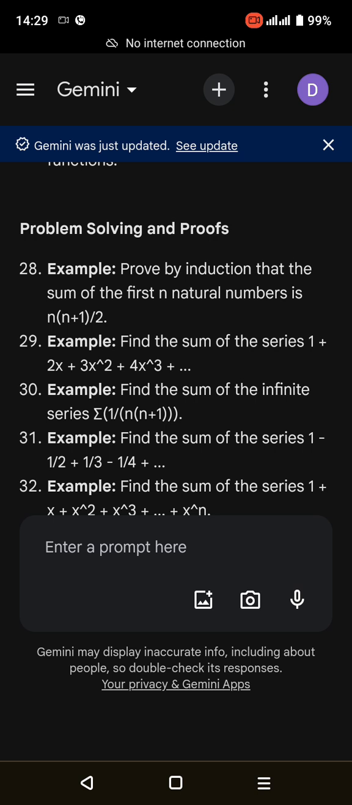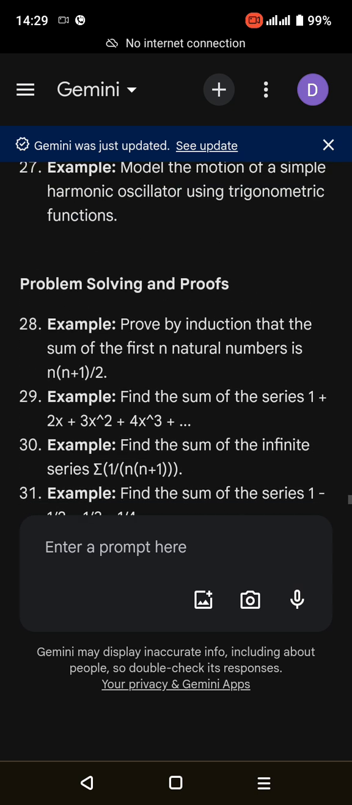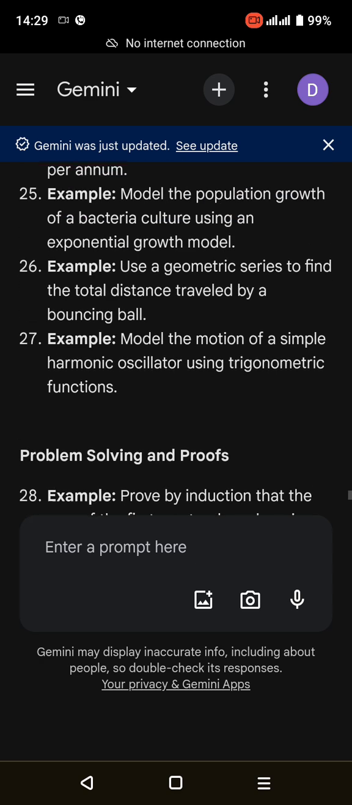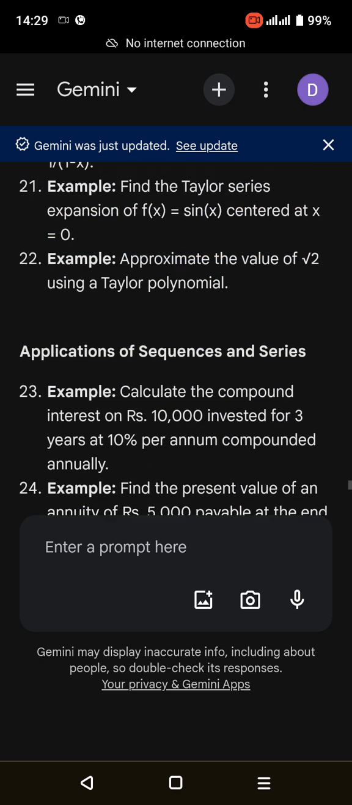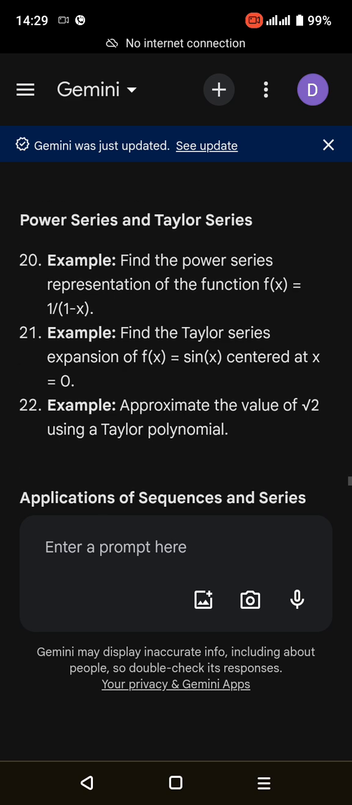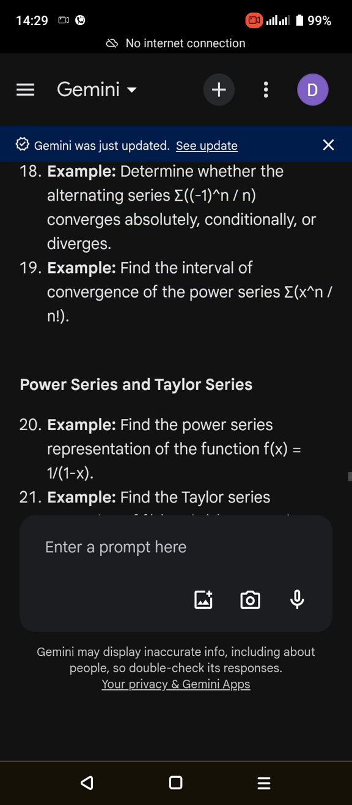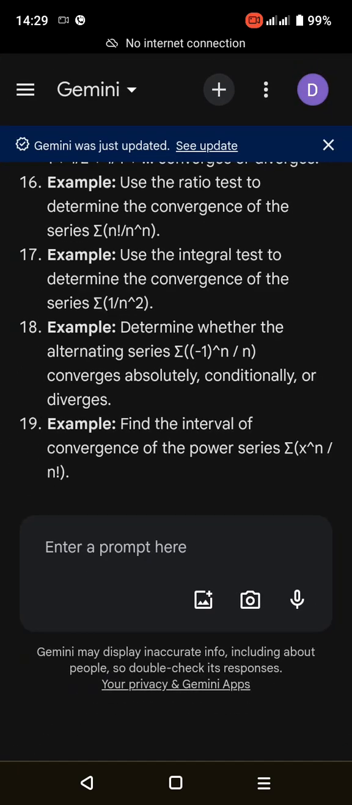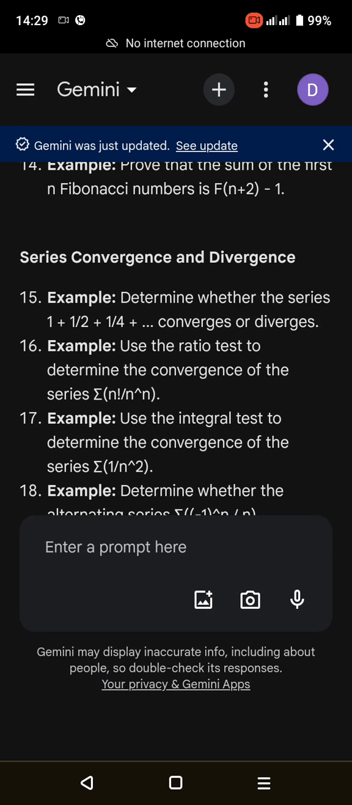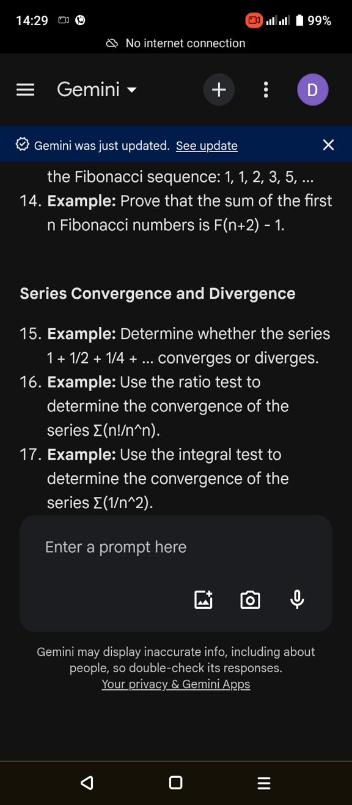Applications and extensions. 71. Taylor series can be used to approximate functions. 72. Maclaurin series are Taylor series centered at x equals 0. 73. Fourier series represent periodic functions as sums of sine and cosine functions. 74. Generating functions are used to study sequences and series.